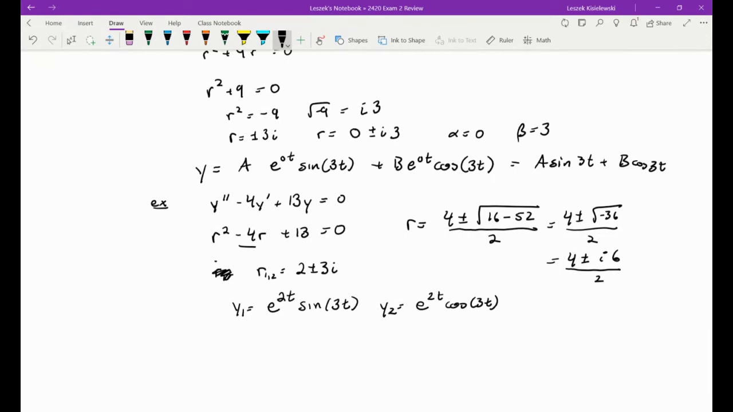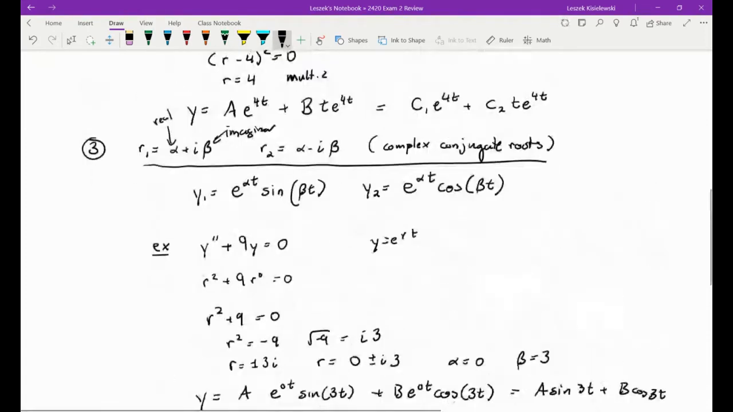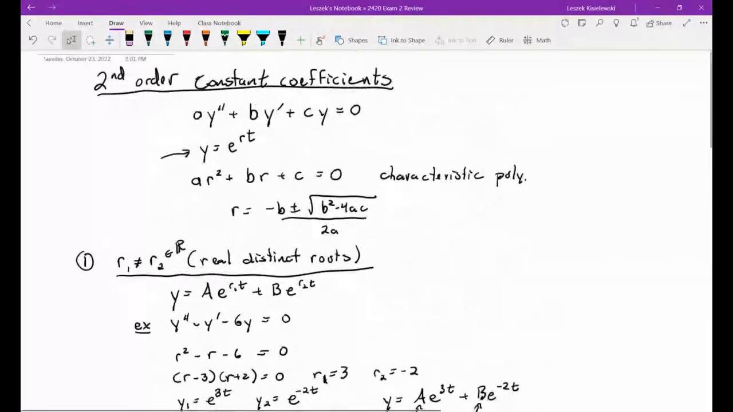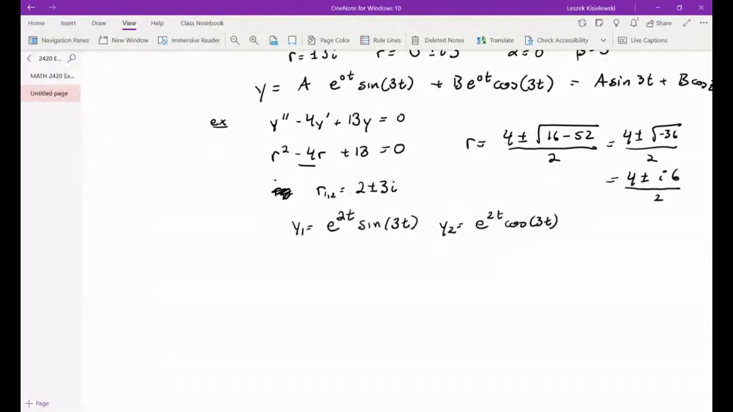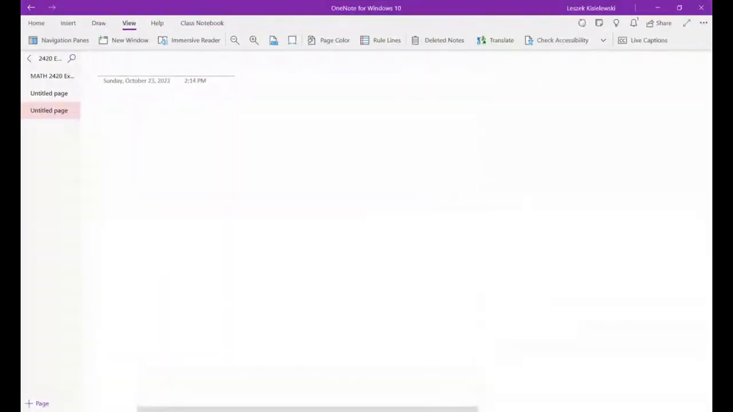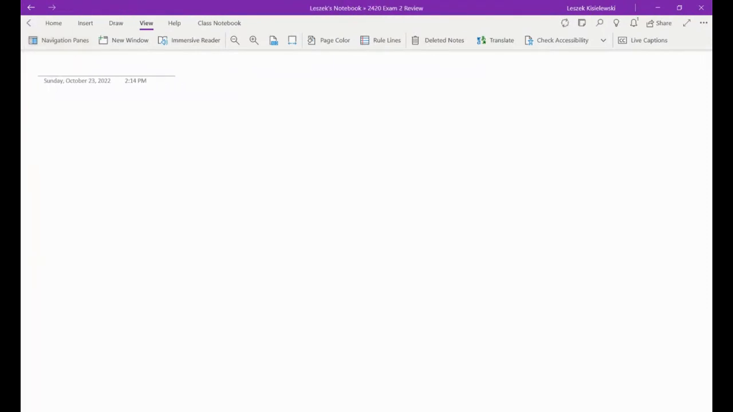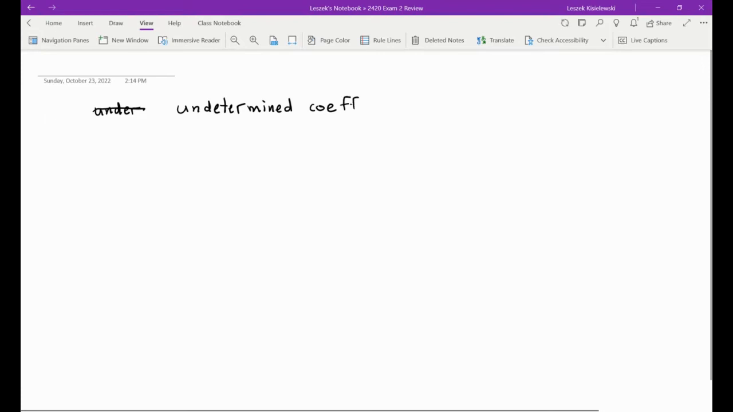So that was a necessary prelude to undetermined coefficients. That is our next topic, if you feel comfortable with all these three cases. So the method of undetermined coefficients, not underdetermined, undetermined. So what is this used for?